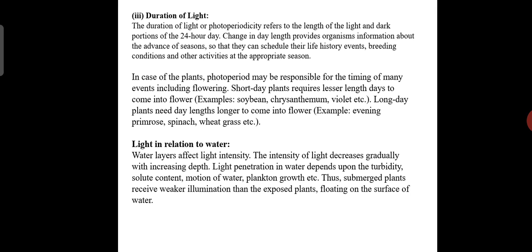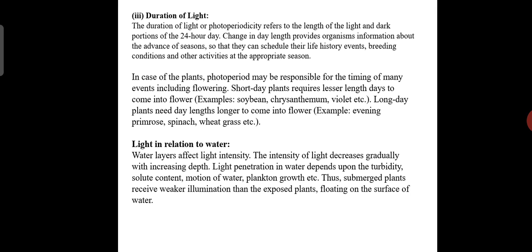Short day plants require shorter day lengths to come into flower. For example, soybean, chrysanthemum, violet, etc. Long day plants need longer day lengths to come into flower. For example, evening primrose, spinach, wheatgrass, etc.